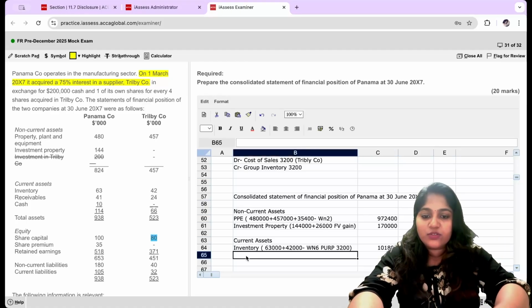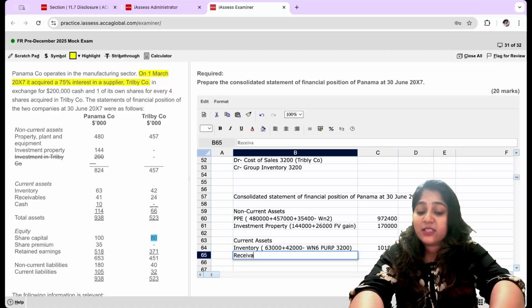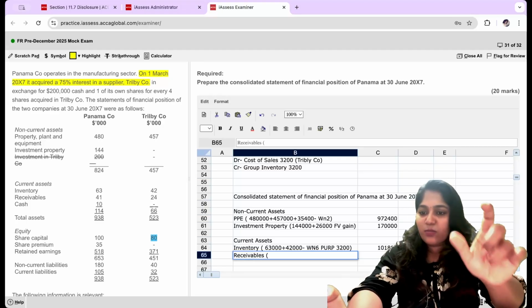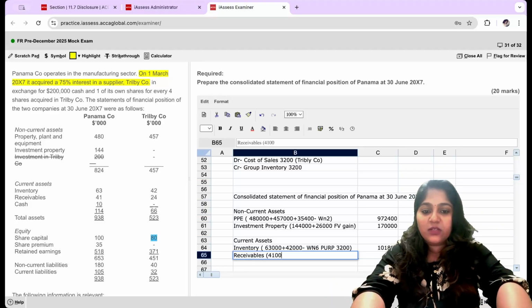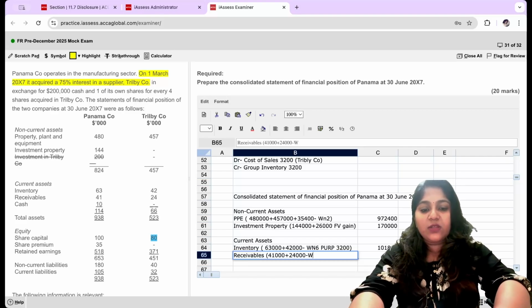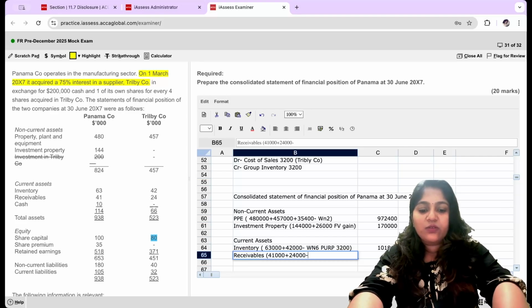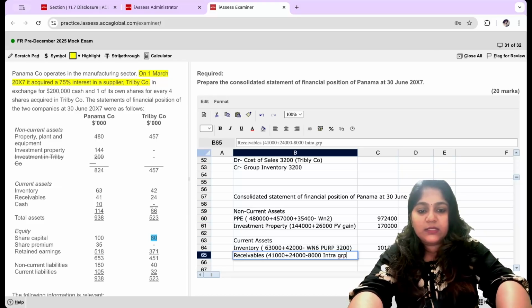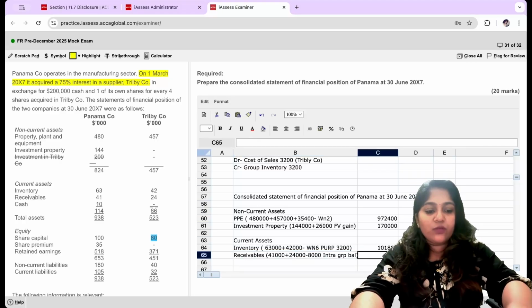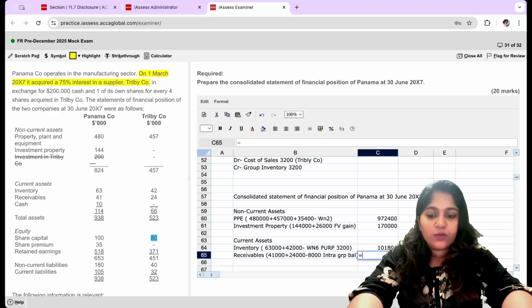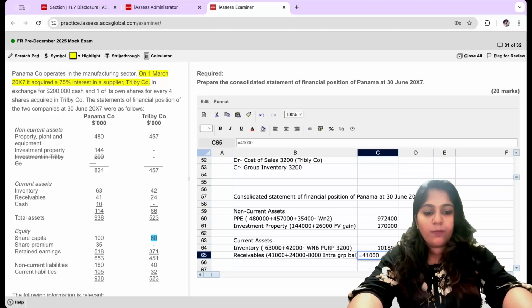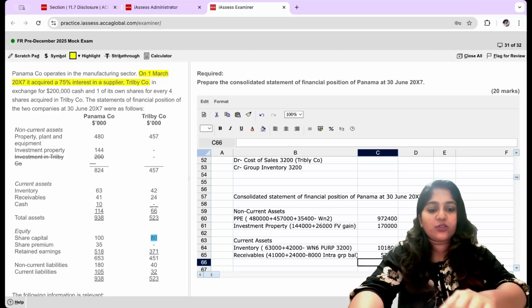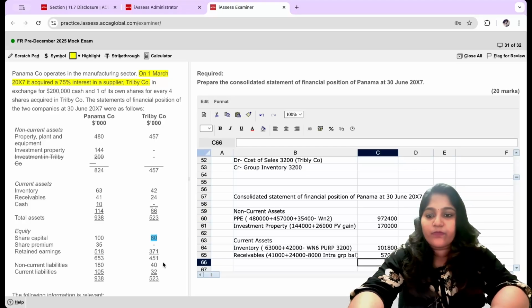Then comes receivables. Do we have any adjustments? Yes, there's one adjustment called intra-group balances, a small adjustment. 41,000 of parent company plus subsidiary company 24,000 minus, there's no working note, but you can just reduce 8,000 saying intra-group balance. So if I do that, how much are my receivables? 41,000 plus 24,000 minus 8,000. That should give me a value of 57,000.